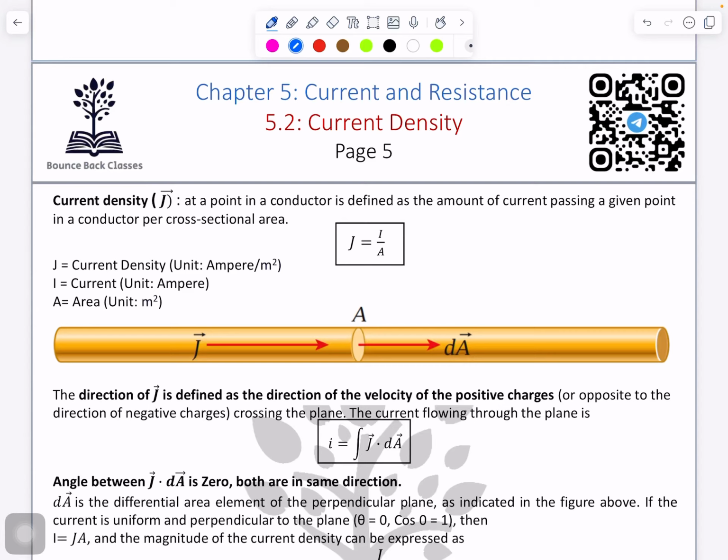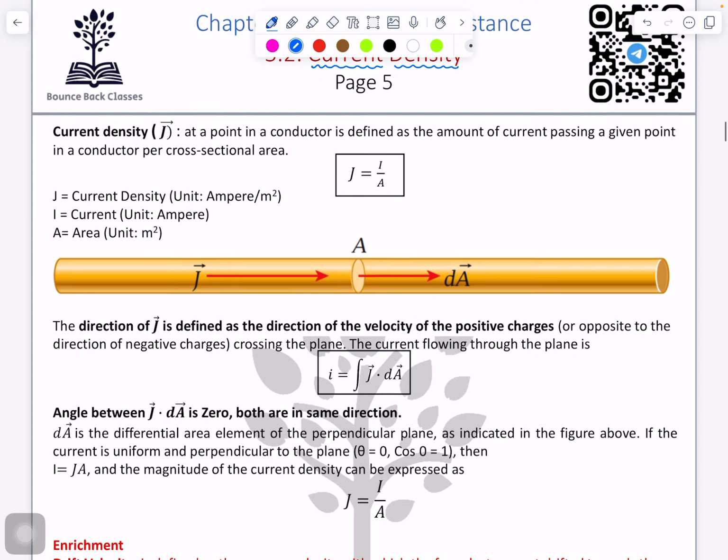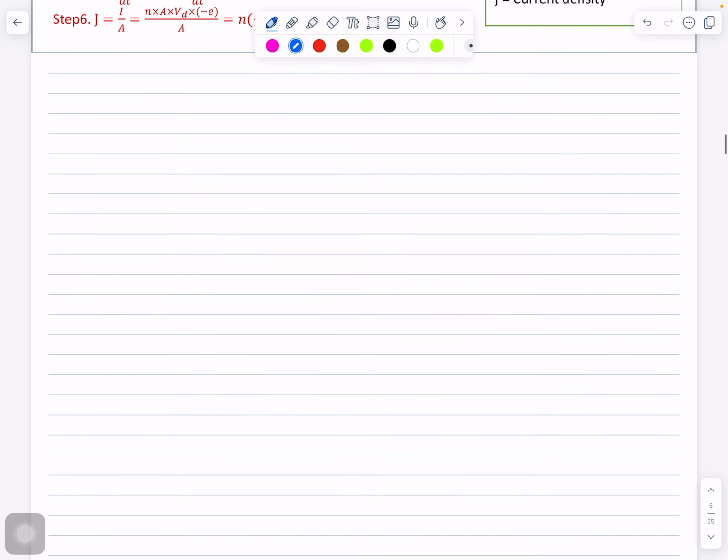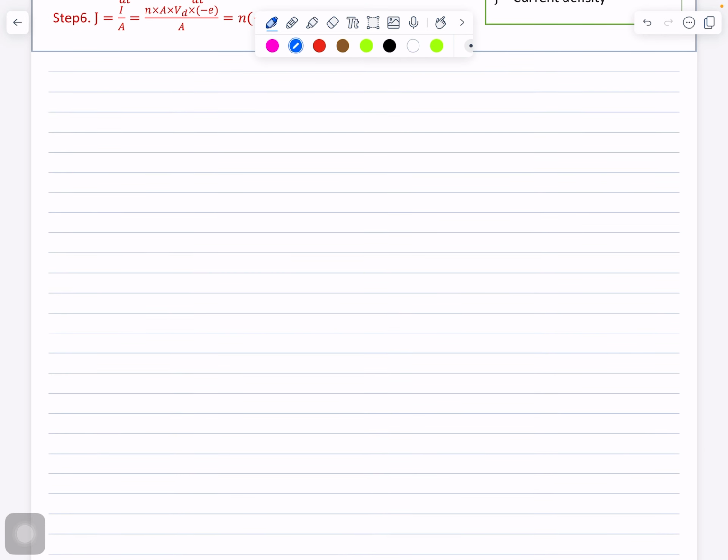Today's video, we are going to learn about a topic called current density. And to understand the meaning of this topic and how we can relate it, we need to go back to the basics first. So I'm going to explain a few points for your understanding so that you can relate this topic.